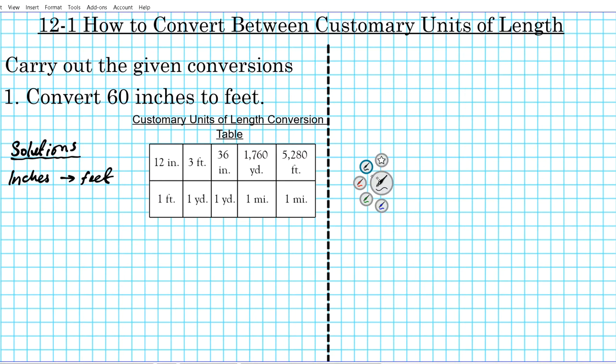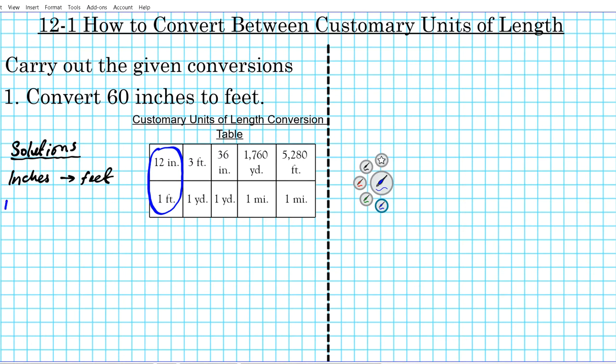Since we've identified the unit we're originating from and the destination unit, let's consult our customary units of length conversion table to see which pair has inches and feet. Let me explain what this table means before we start. This table tells us that 12 inches is 1 foot, 3 feet is 1 yard, 36 inches is 1 yard, 1,760 yards is a mile, and 5,280 feet is a mile. That's how you read it. For inches and feet, you look at the first column: 12 inches is 1 foot.